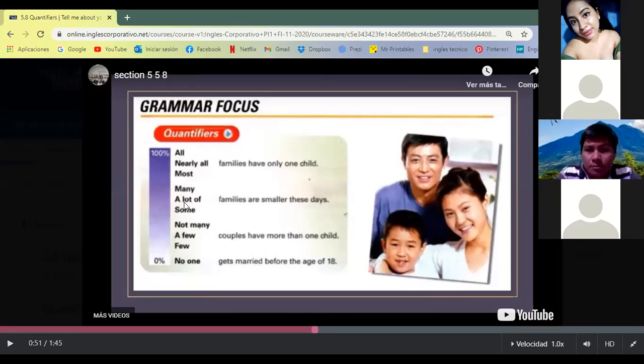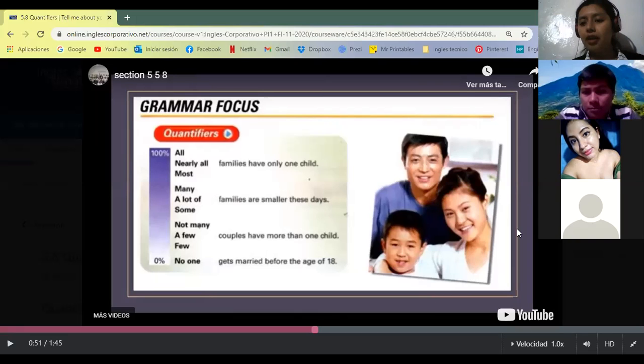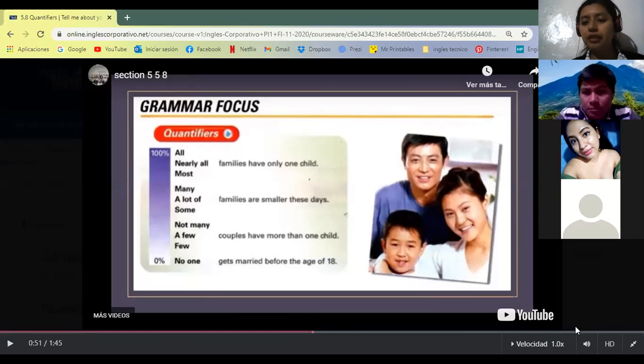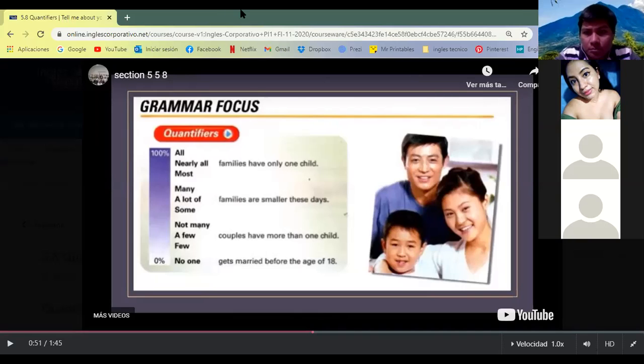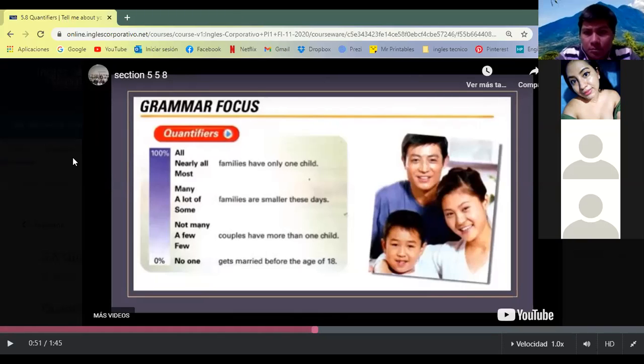Many families are smaller these days. A lot of families are smaller these days. Some families are smaller these days. Okay, thank you. Let me see. Francisco, continue, please. Not many couples have more than one child. A few couples have more than one child. Few couples have more than one child. Okay, and the last one, Beatriz.